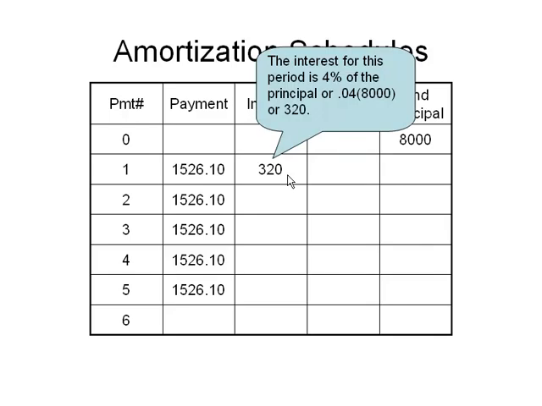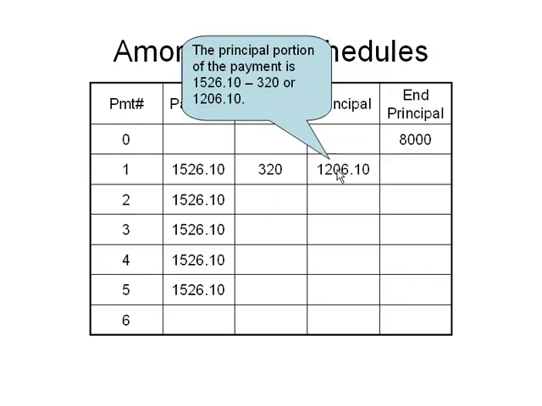The interest for that period is 4% of the principal, and the principal is $8,000 at this point. So I'm going to take 0.04 times 8,000. That's $320. So that's the interest that I'm going to be paying for that period. I'm making a much larger payment here, so the rest of it must be going towards the principal.